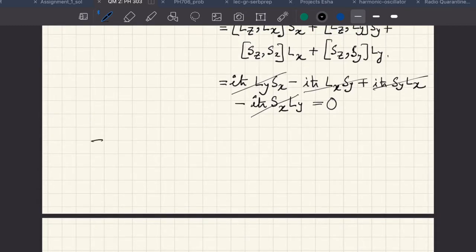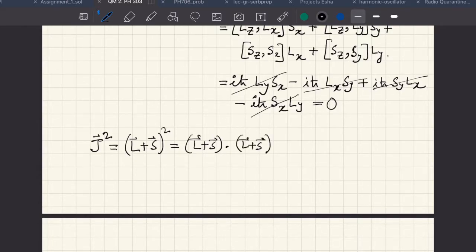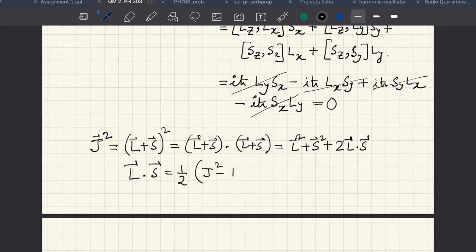In fact, J square is nothing but L plus S whole square. This is nothing but L plus S dotted with L plus S. And this is L square plus S square plus 2 L dot S. Therefore we can write L dot S as half of J square minus L square minus S square.